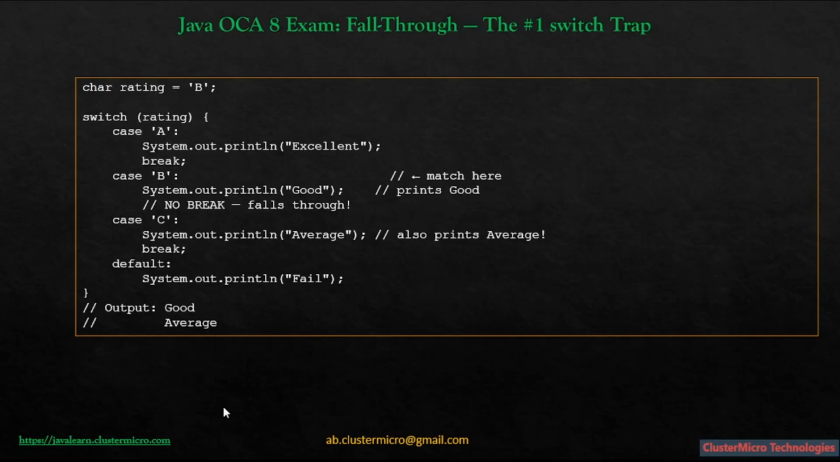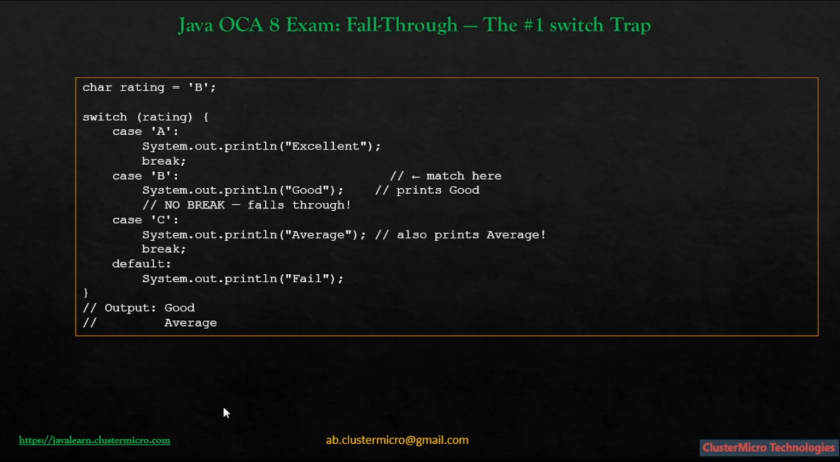The key rule is that once a case label matches, Java begins executing the code for that case. If there is no break statement, Java does not recheck the next case label. Instead, it simply continues executing the following statements. This behavior is known as fall through.